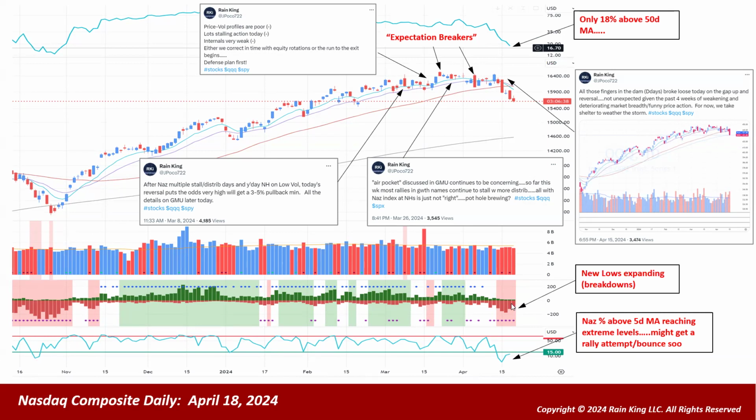And this is the new highs, new lows. You can see new lows are expanding, confirming all the breakdowns that were really starting to affect the market for the past 4 to 6 weeks. Now it's becoming just obvious and we're correcting.